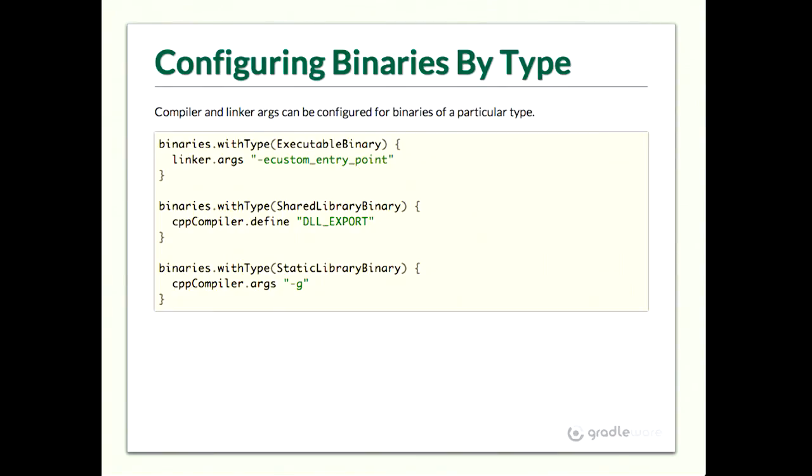So we saw before the binaries.all block, which we said configures every single binary in this project. We also have this sort of type-based rule. We basically want to say, we want to configure every executable binary within this project, or every shared library binary within this project, or every static library binary. This lets us target compiler arguments or any other configuration against binaries of a particular type. So effectively, this piece of configuration will be applied not against every binary, but against every binary that matches that type filter.